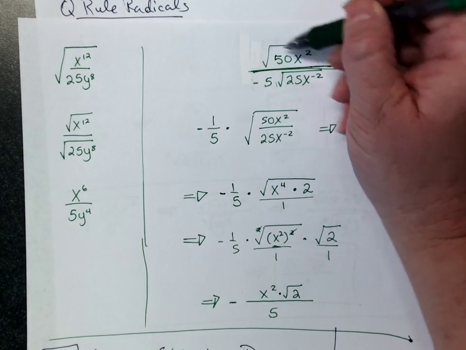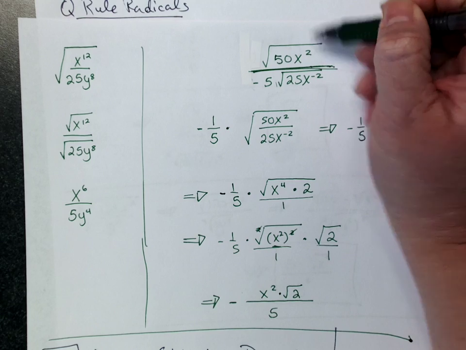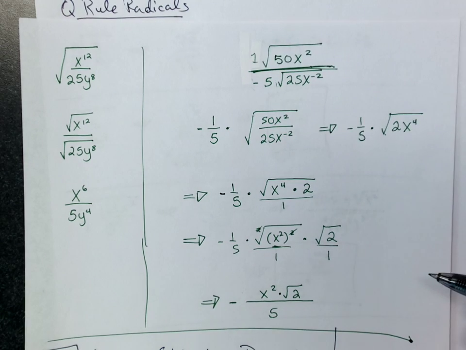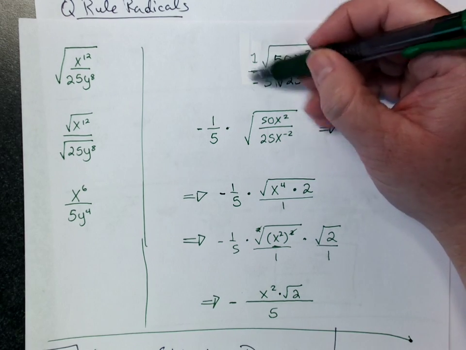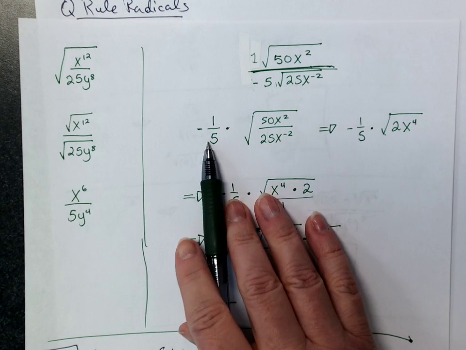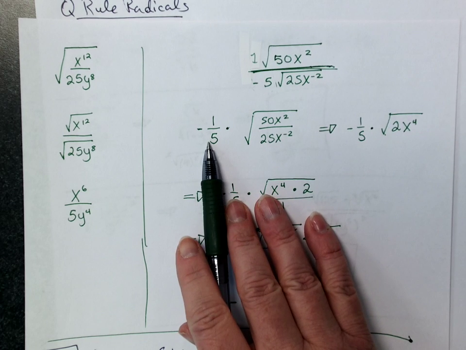Now there is a coefficient up here. What is it? 1. So you can write it in. And hopefully that will help you see this is like a coefficient of negative 1/5. It is not a coefficient of negative 5. That would change its value. 5 is different from 1/5. Okay? So placement in a quotient matters.